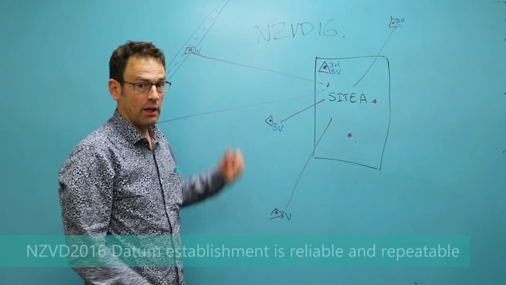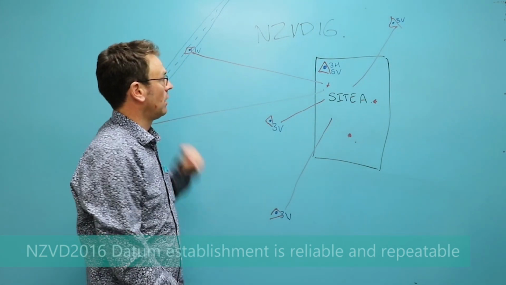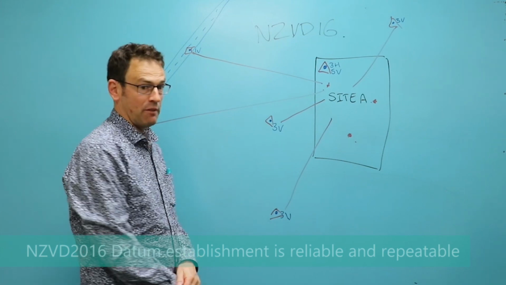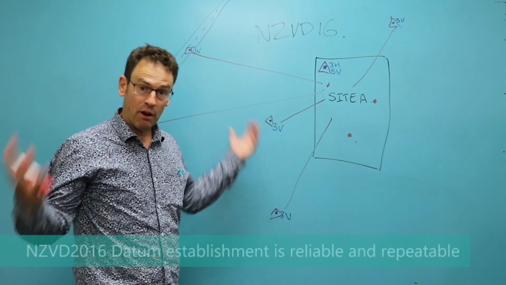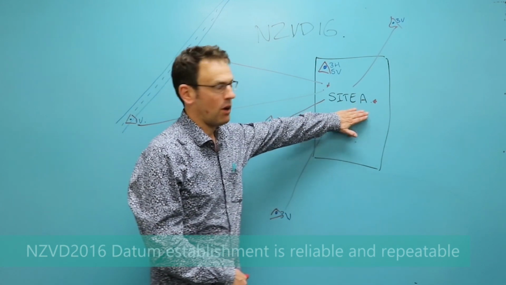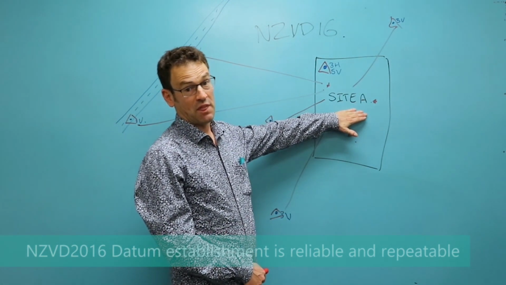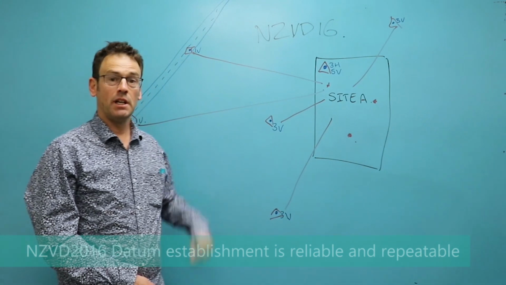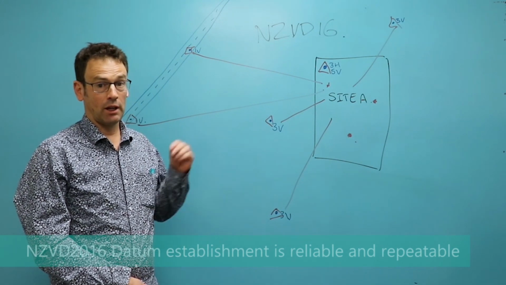It's no longer up to the methodology deployed by the surveyor, which marks they've chosen or how far afield they choose to go to define the height datum of that site. And for that reason, NZVD2016 is a lot more reliable and a lot more repeatable.